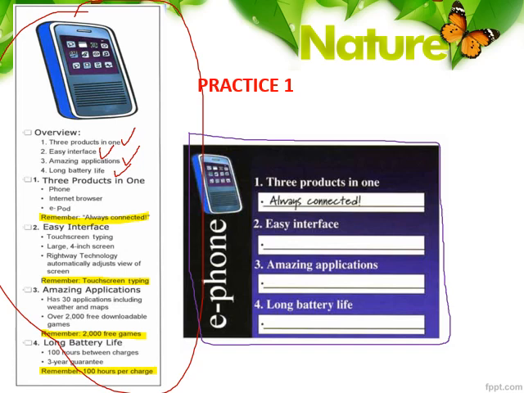Third, I talk about the amazing applications. Remember that this phone has more than 2,000 free games that you can download. And finally, I talk about the long battery life of this phone. With the fully charged battery, you can use it for up to 100 hours. So what I have done is the summary. You put the keywords in, but you need to say a full sentence. Okay? So this is practice 1.